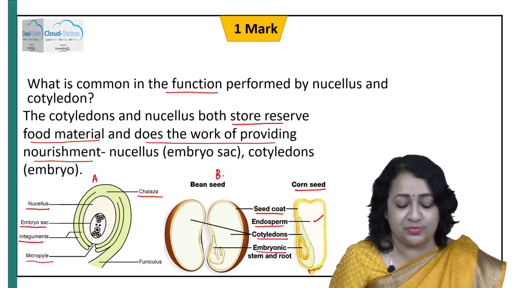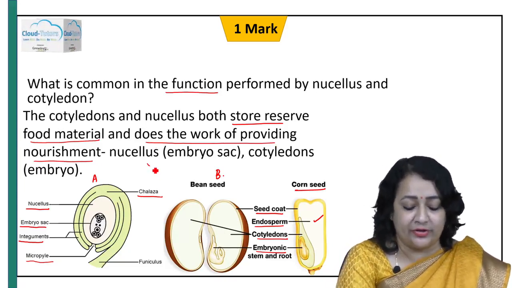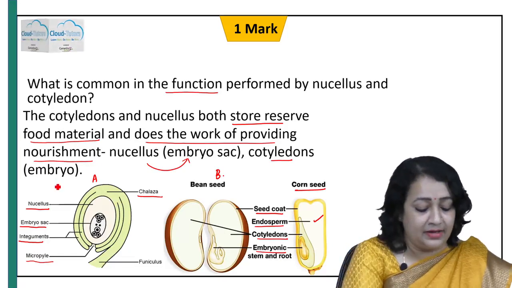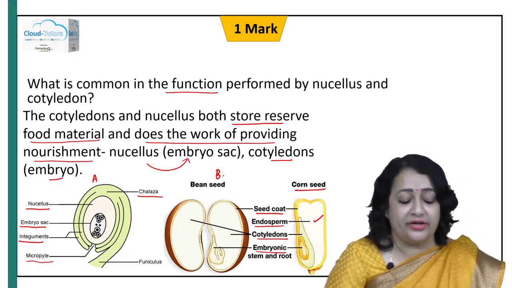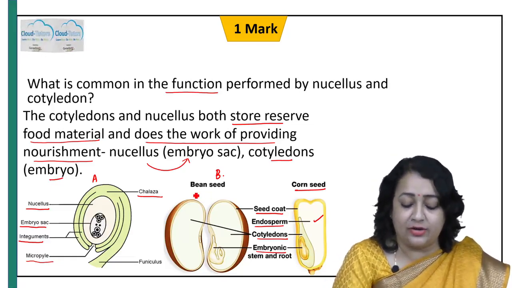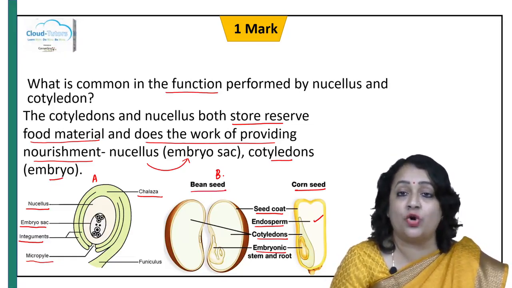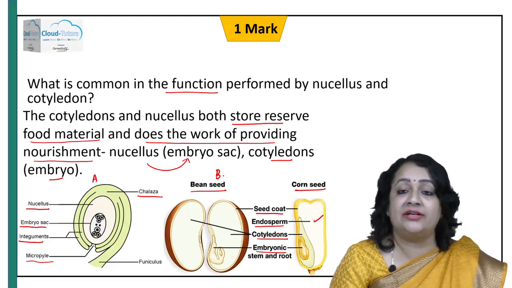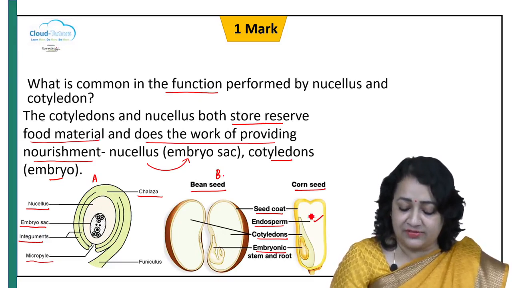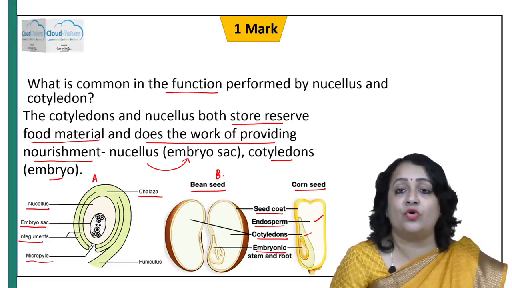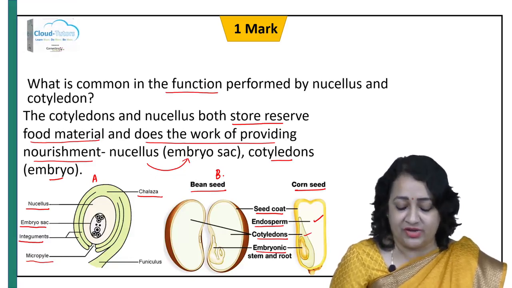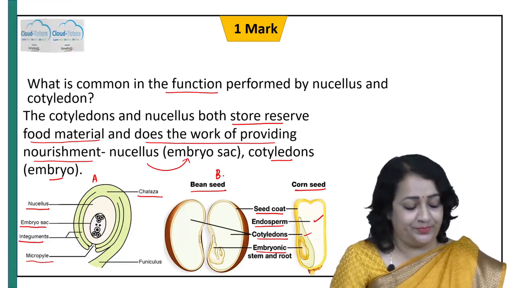Nucellus is going to provide nourishment for the embryo sac, and the cotyledon is going to provide nourishment to the embryo. Here you can see the cotyledon, right? Bean seed is a dicot. There are 2 cotyledons present, and these cotyledons are going to provide nutrition for the embryo. And in monocots we have a single cotyledon. That cotyledon is going to provide nourishment to the growing embryo.